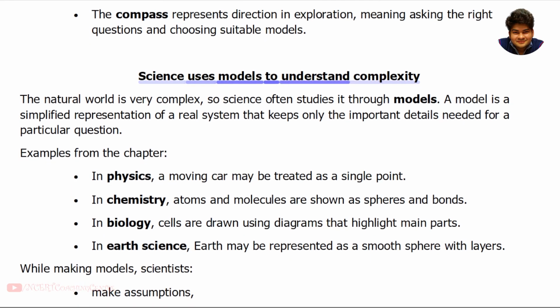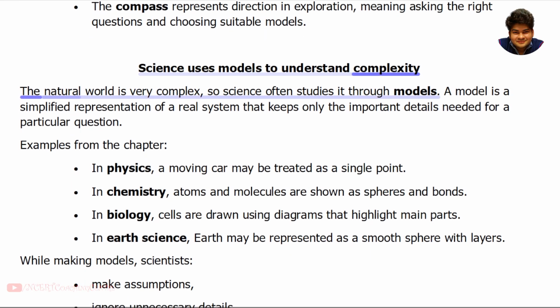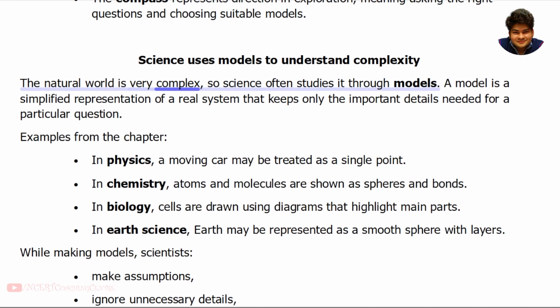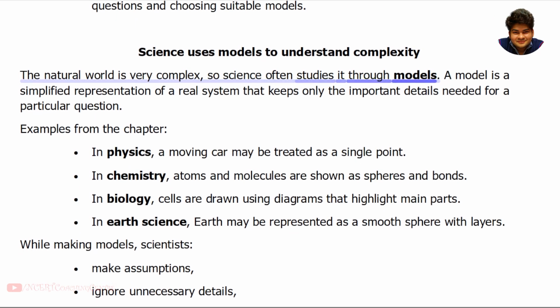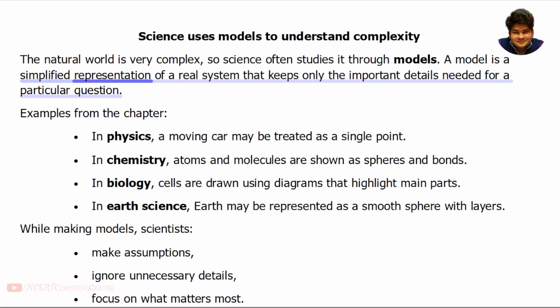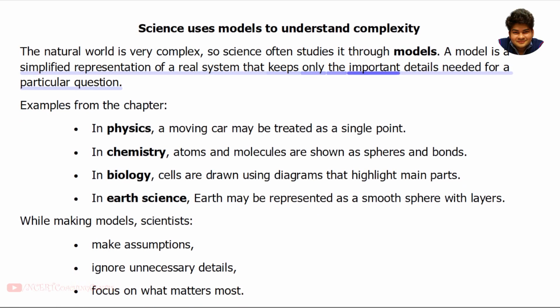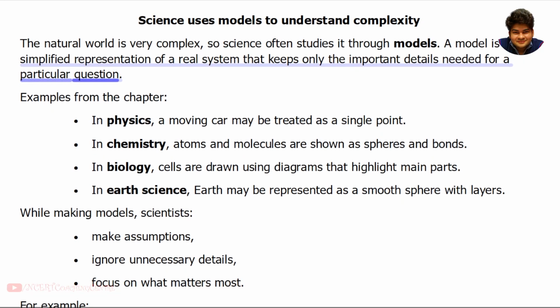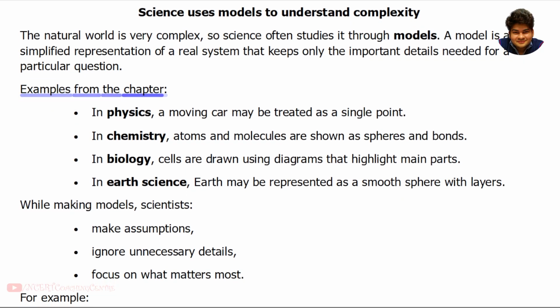Science uses models to understand complexity. The natural world is very complex, so science often studies it through models. A model is a simplified representation of a real system that keeps only the important details needed for a particular question. Examples from the chapter.